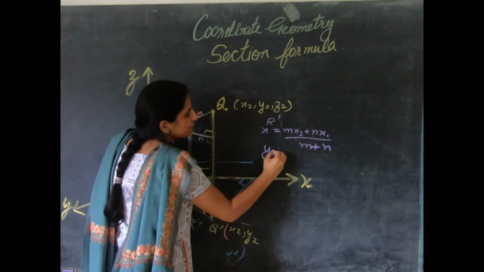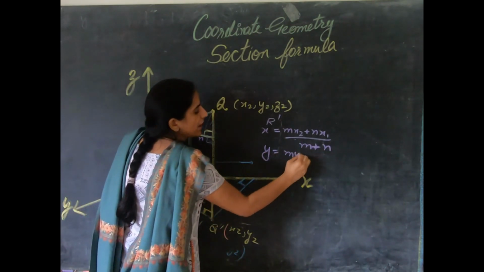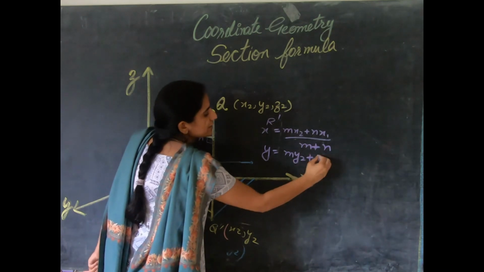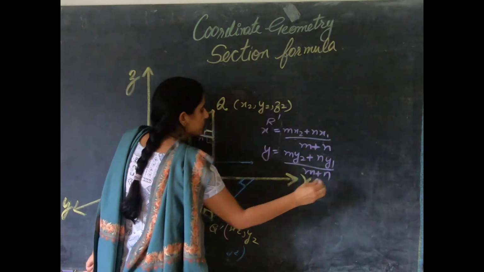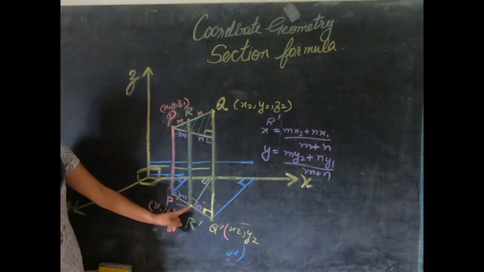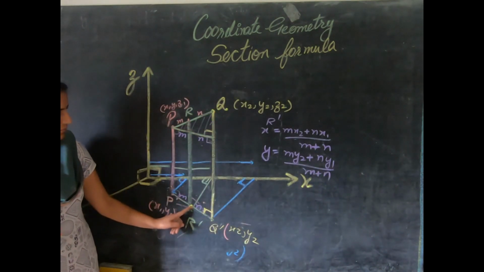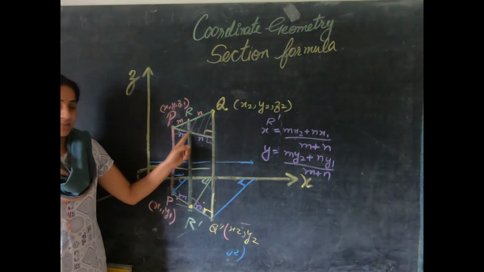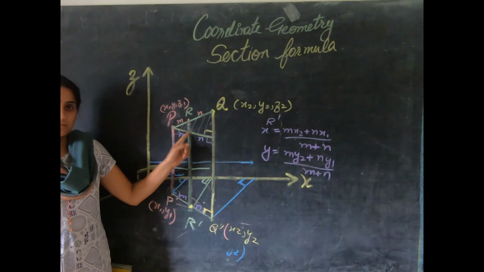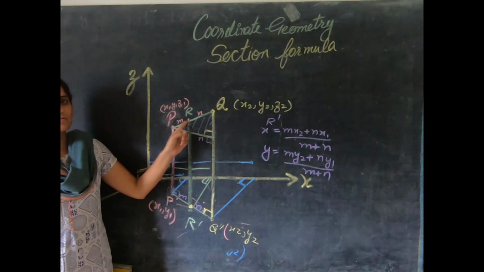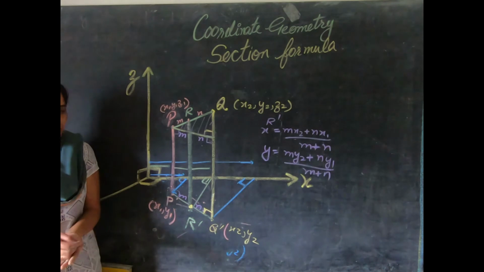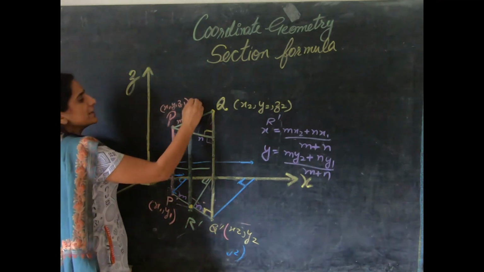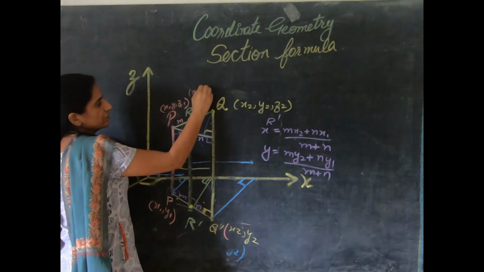Similarly, the Y coordinate is (my2 + ny1) over (m + n). So we got the X and Y coordinates of this point. The X and Y coordinates of this point are also the same, and of this also the same. Just visualize this as a plane. So we got the X and Y coordinates of this.